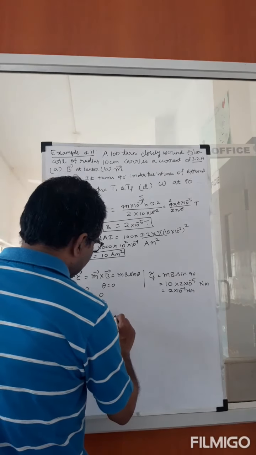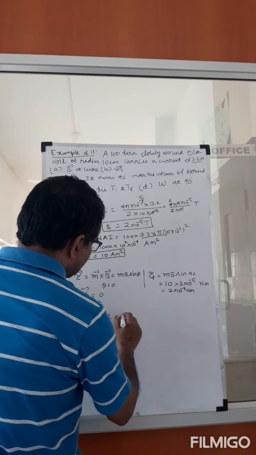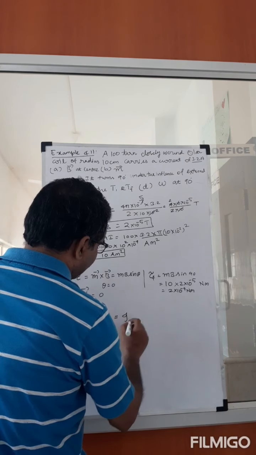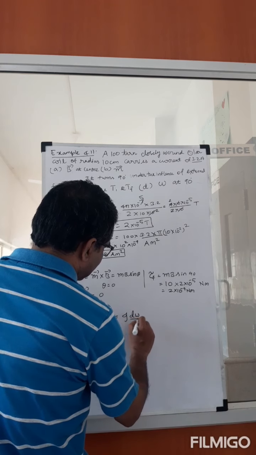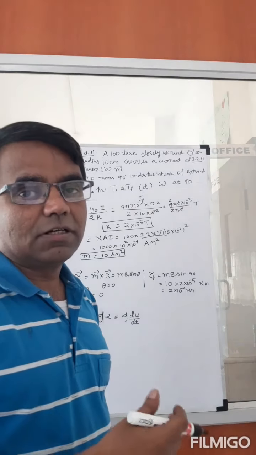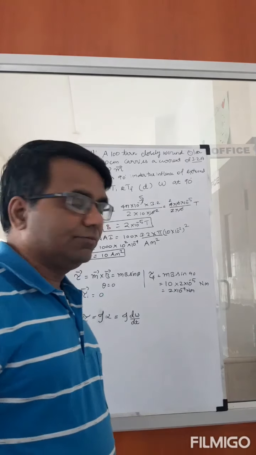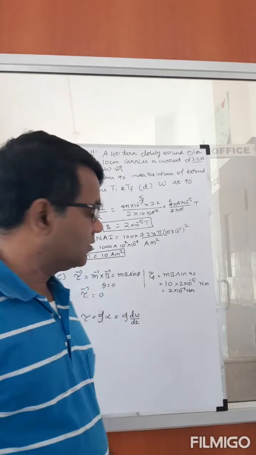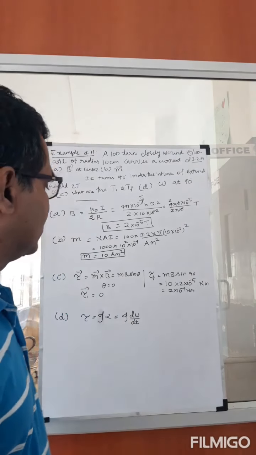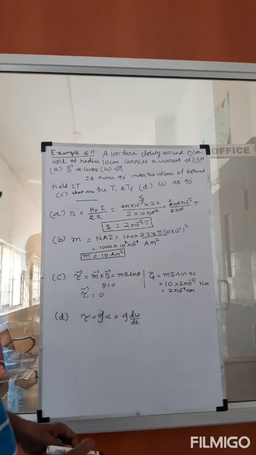So let's say we'll go here. This is going to be equal to I, and what is alpha? Alpha is d omega by dt. The rate of change of angular velocity is the angular acceleration. So I into d omega by dt, that's what we got here. Okay, so we know the torque.